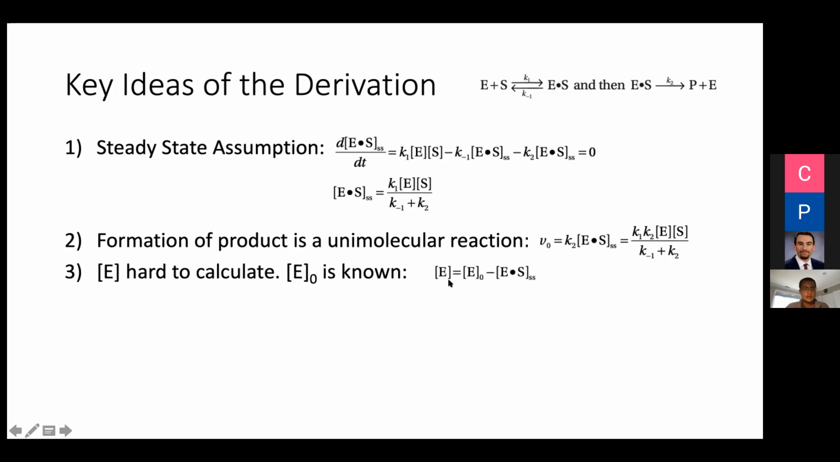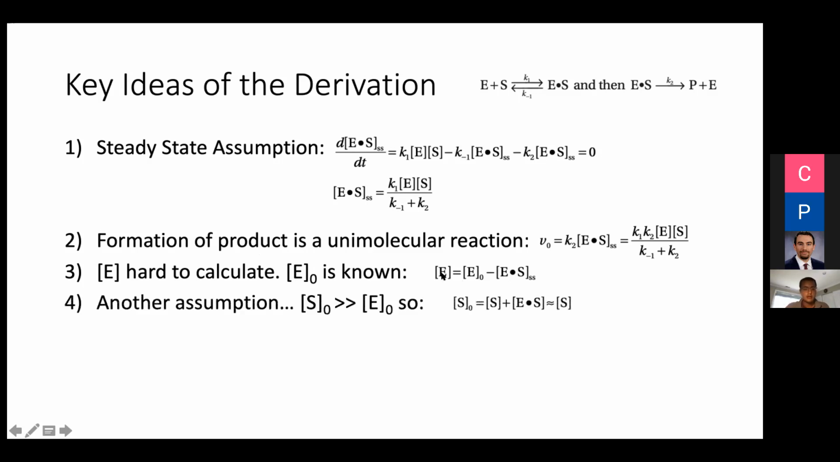This next point is very similar to what John was talking about, how sometimes some concentrations are hard to calculate experimentally. And this concentration of the enzyme, it's the concentration of the free enzyme, and that's hard to calculate. But the initial enzyme concentration, E naught, is known. So we want to rewrite this concentration in terms of our known values. And basically the concentration of the free enzyme is simply the initial concentration of the enzyme minus the enzyme substrate complex. So we get this new equation for our E.